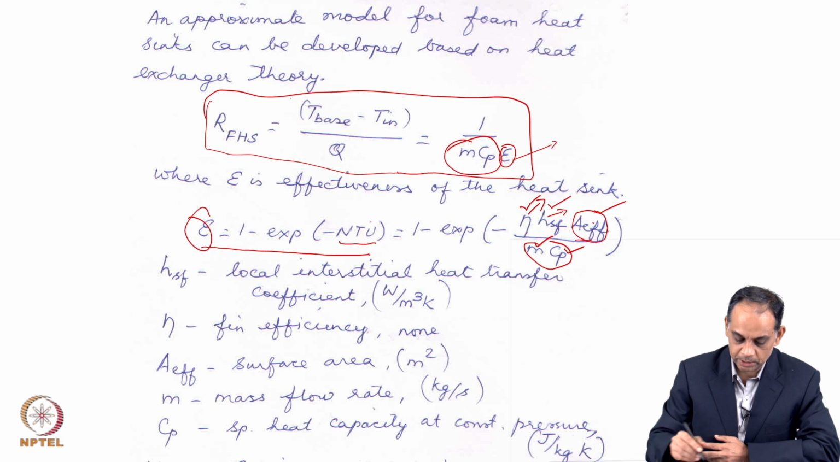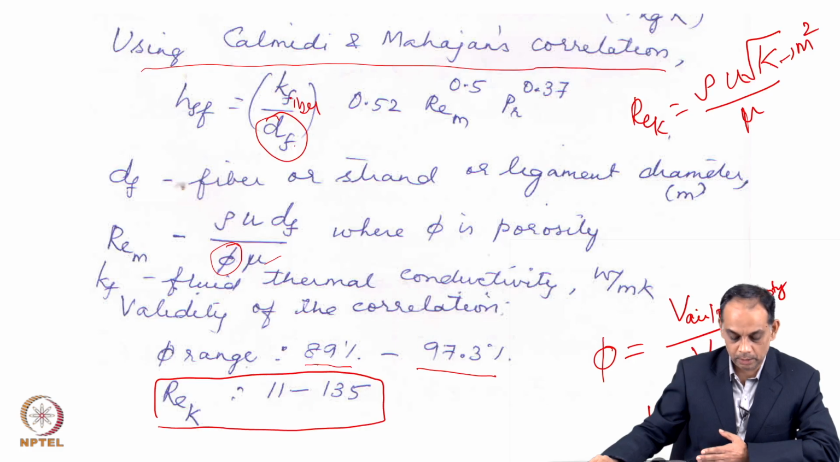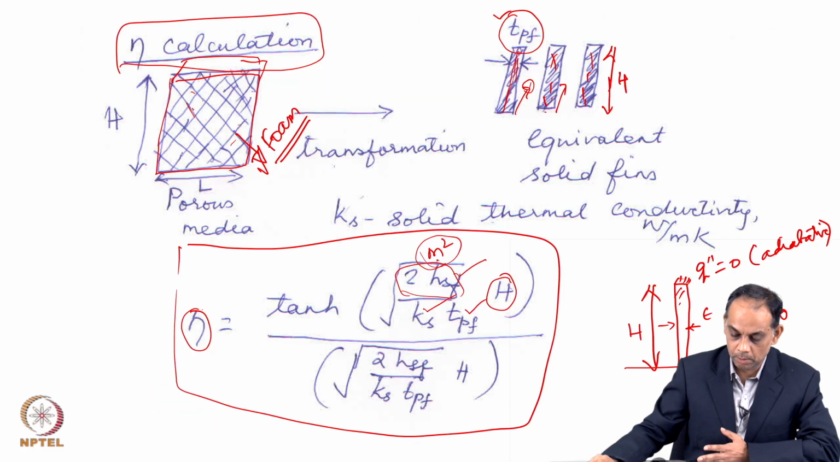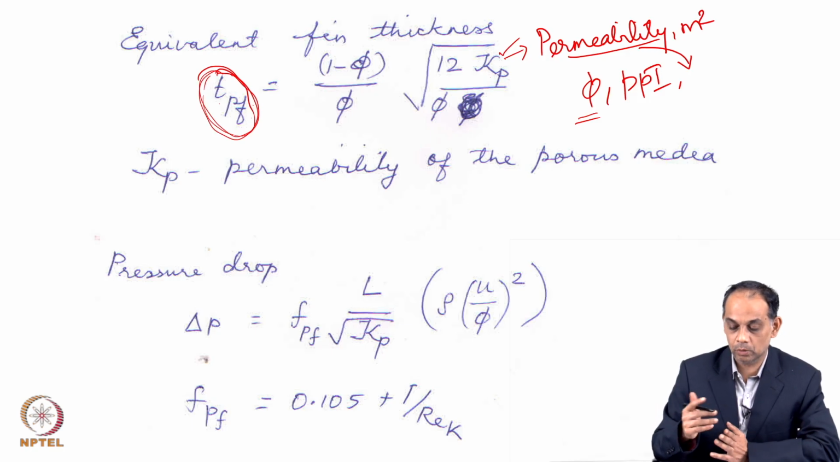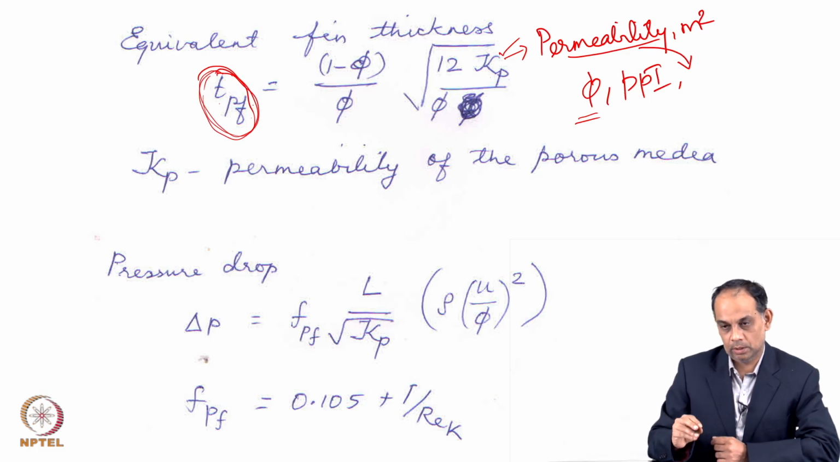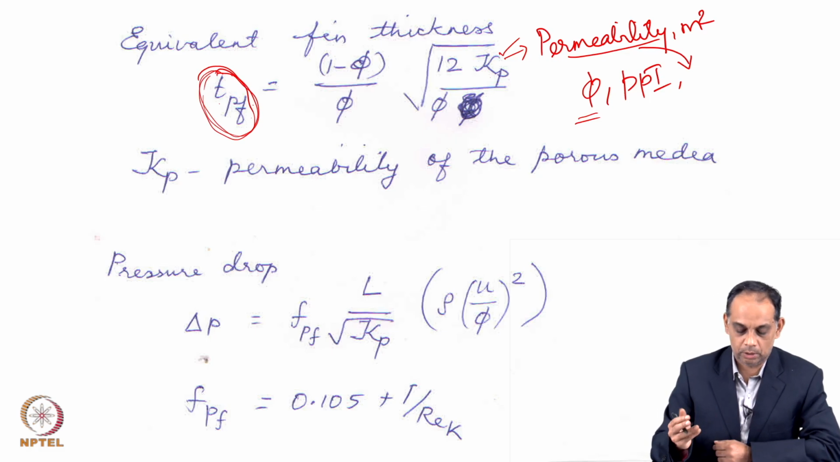So the entire expression for effectiveness is known. The results are not shown here, but the model was compared against experiments, and it matched the experimental data well, within 12 to 13%. So this is an approximate model, but it works reasonably well for first order design or for understanding how the foam heat sinks work.